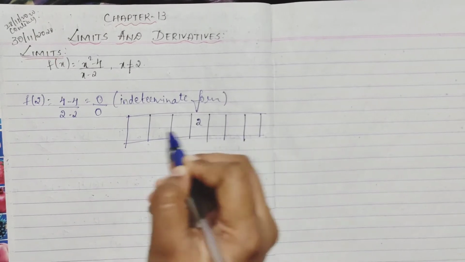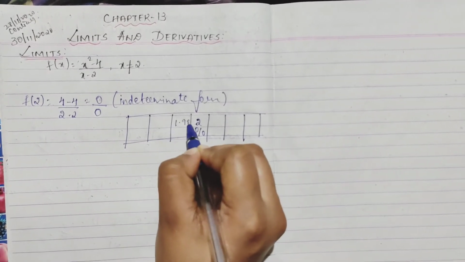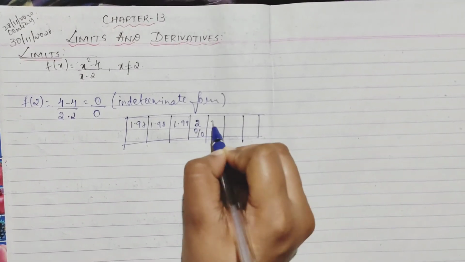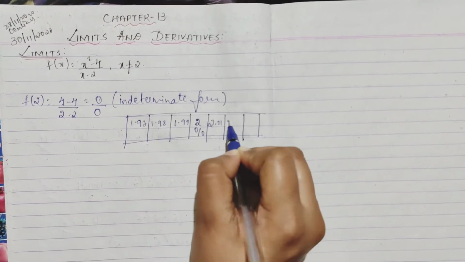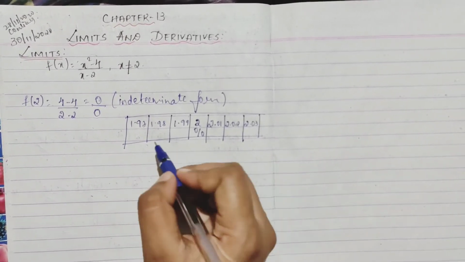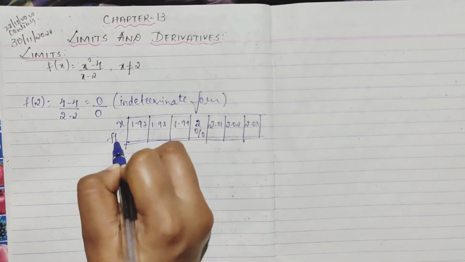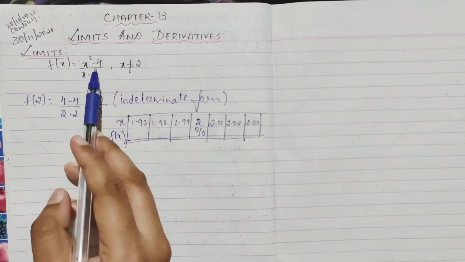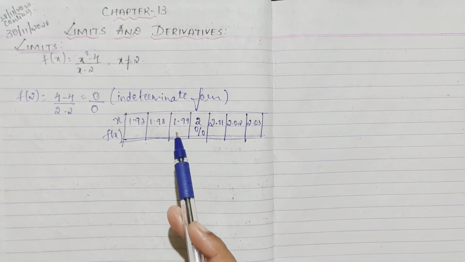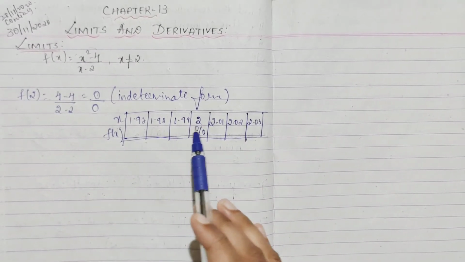See, exactly at 2 it is 0 by 0. Then 1.99, 1.98, 1.97, and similarly here 2.01, 2.02, 2.03. What will its values be? This is your x, this is your f of x. So now we have to find the values near the point 2, which is tending to 2.